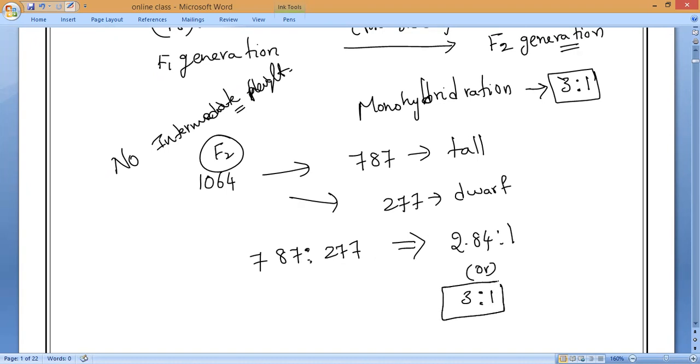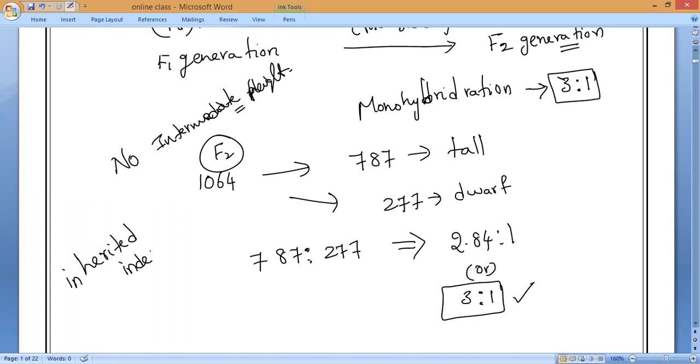So what do we call this ratio? Monohybrid ratio. That is what you have to remember. Is it okay, guys? Everybody, please respond. In Mendel's experiment, the only thing shown here is that tallness or dwarfness, whatever it is, is inherited independently. That is what you have to remember. They are not mixed together.